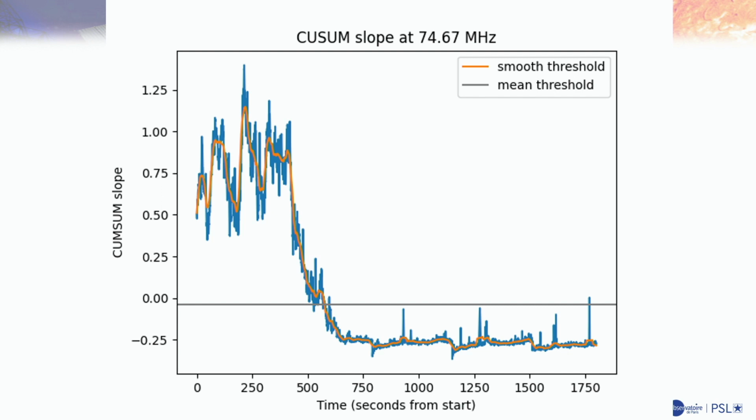So I've also implemented a second threshold. This is the orange line here. The orange line is a Savitzky-Golay filter applied to the cumulative sum slope. So we're smoothing a running average, and anything above that is now a burst.